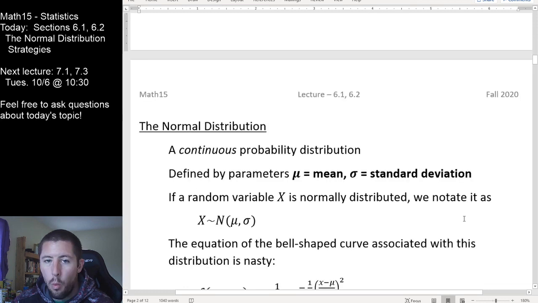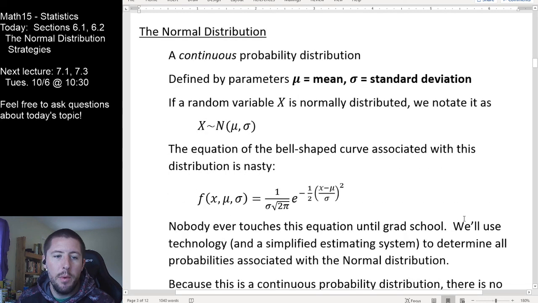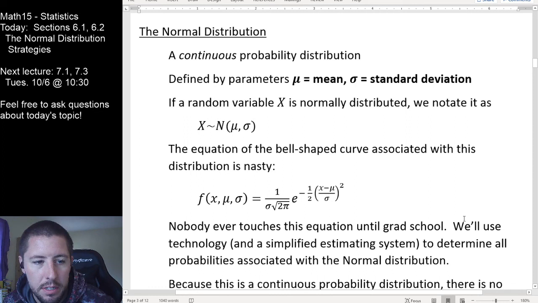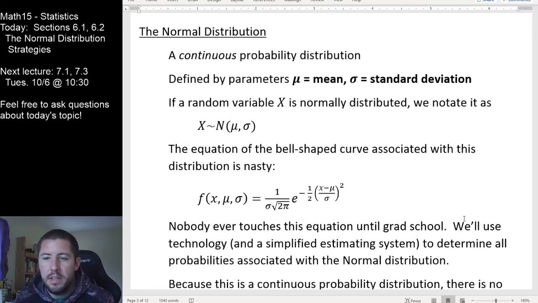So where are we at then for today? Today we want to talk about the normal distribution. So we've already seen how I laid out the previous two distributions. I'm going to give you basically the same information here. The normal distribution is a continuous probability distribution. Very importantly, the normal distribution is symmetric.